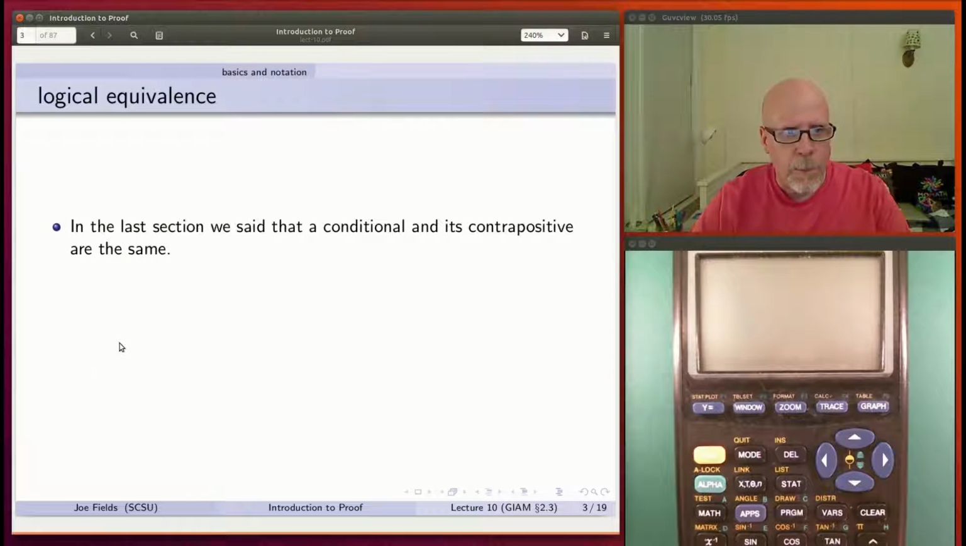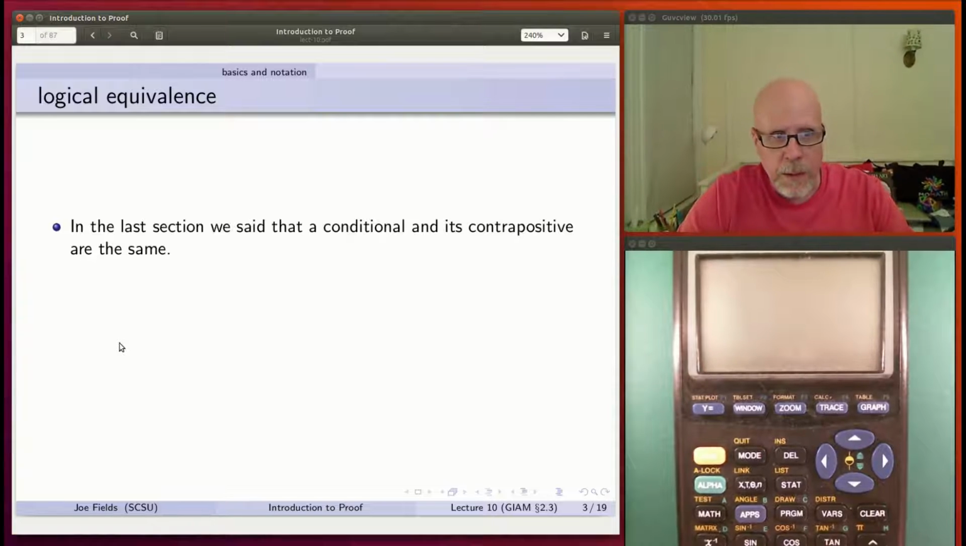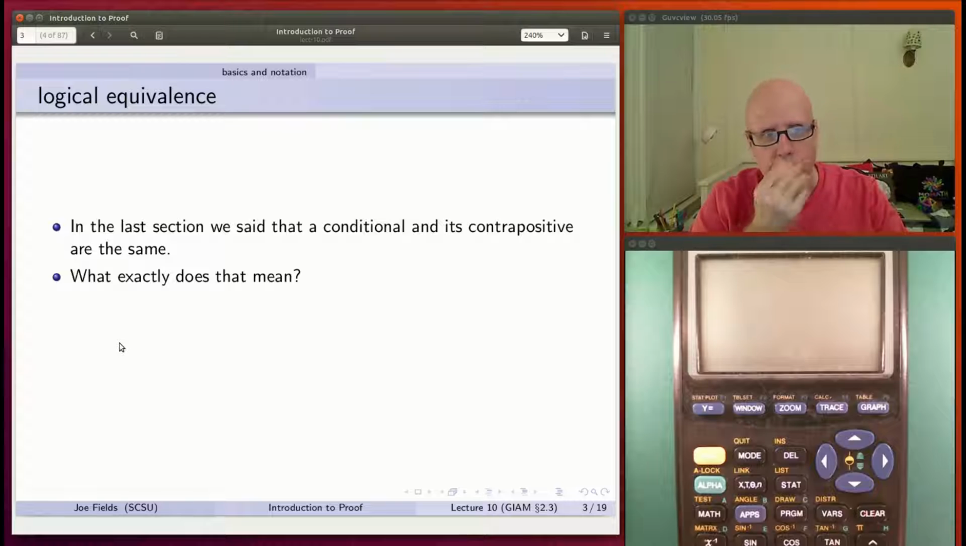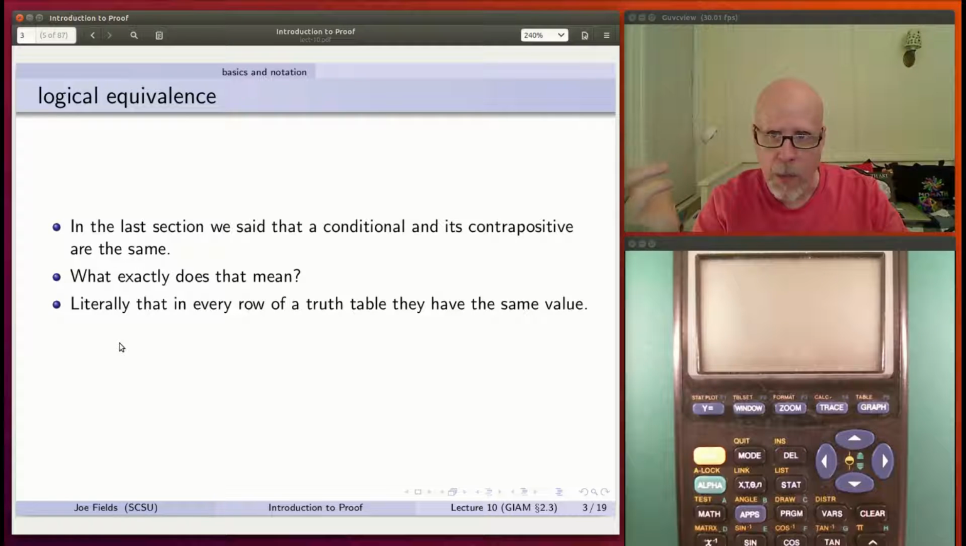So getting started, in the last section we actually saw that a conditional and its contrapositive are the same. The big question is, what precisely did I mean by that? There's multiple ways to go about this, but a good operational definition, a way that you can distinguish, is this: make a truth table.